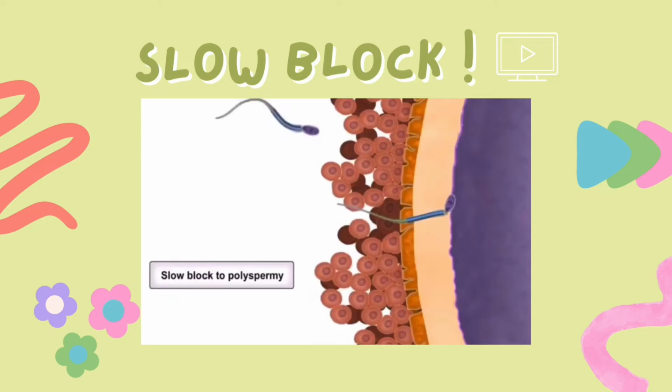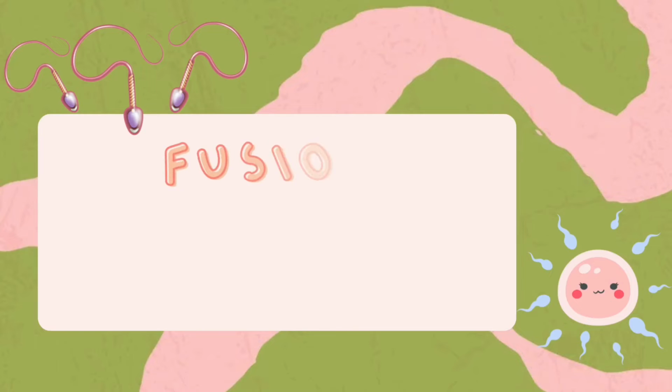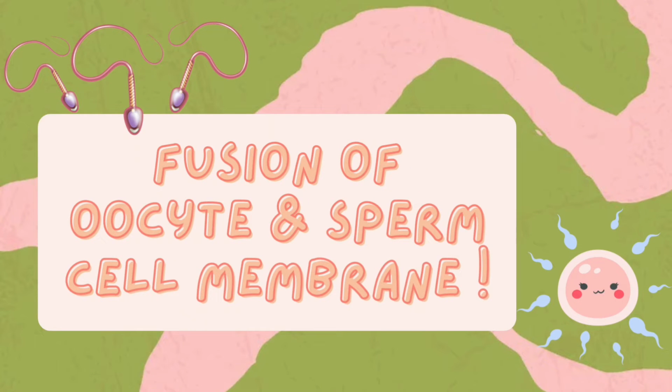Slow block starts after 20 seconds of sperm attachment and is complete within a minute, before the end of fast block. The intracellular calcium initiates the cortical reaction. Once the first sperm enters, the calcium level in the oocyte rises and triggers the cortical reaction. The cortical granules fuse with the cell membrane and release their contents into the perivitelline space. Among the contents of cortical granules are enzymes that act on the zona pellucida to prevent binding and penetration by spermatozoa.